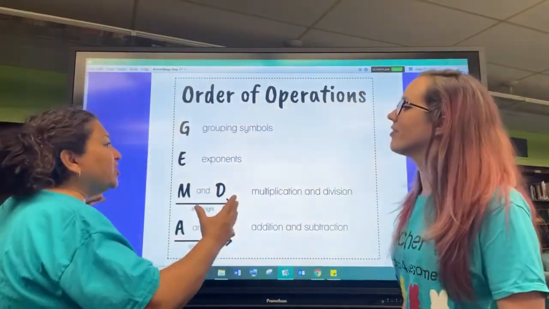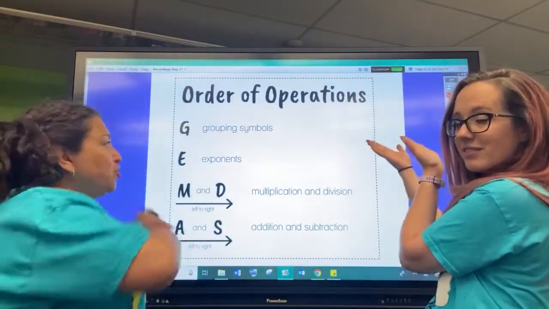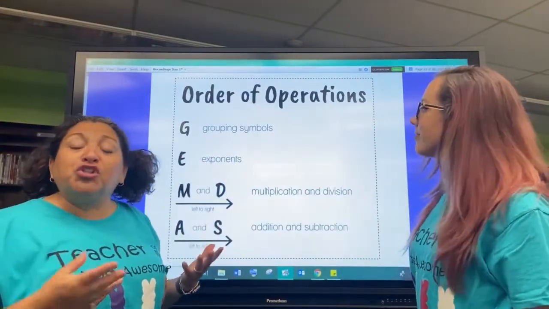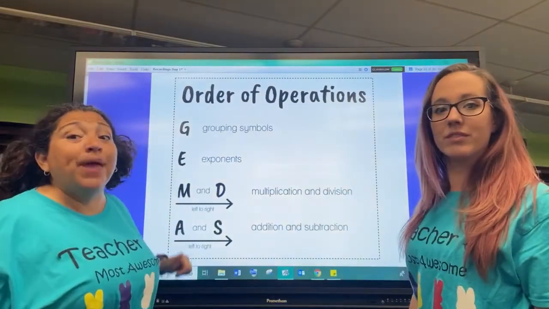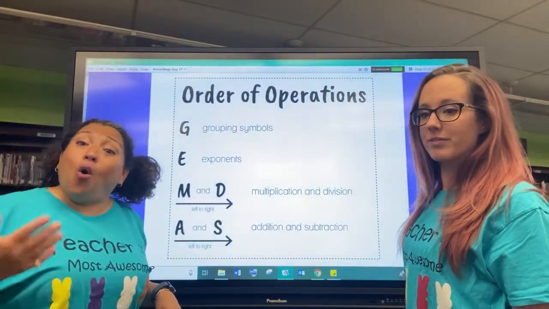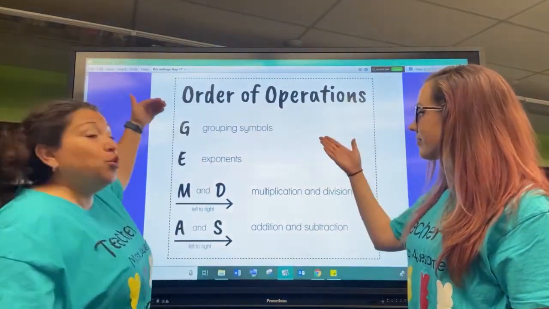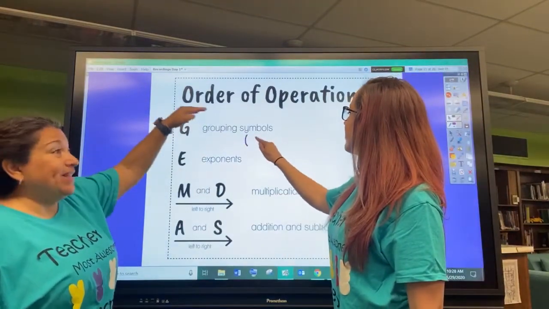So we're going to talk about order of operations. When you see a problem, you have to know what order to solve things. When you were younger, you probably had PEMDAS. But as you get older and the math becomes more complicated, we have had to move to GEMDAS. G stands for grouping symbols.